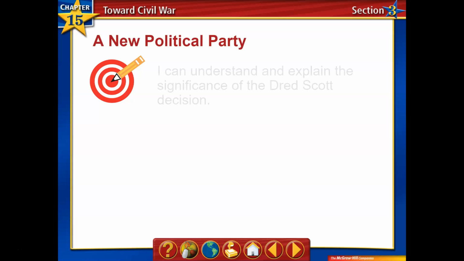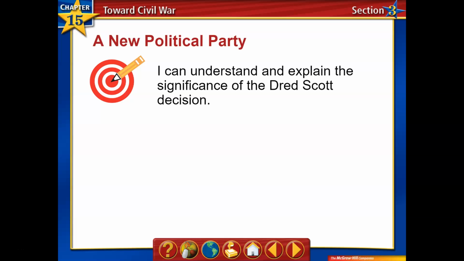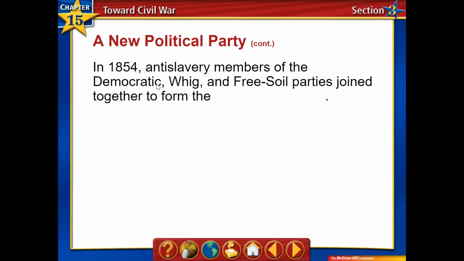So, what's our learning objective for today? We're going to be able to understand and to explain the significance, the importance, why in so many ways the Dred Scott decision plays a role in that road to the Civil War. So let's go ahead and dive right into it.